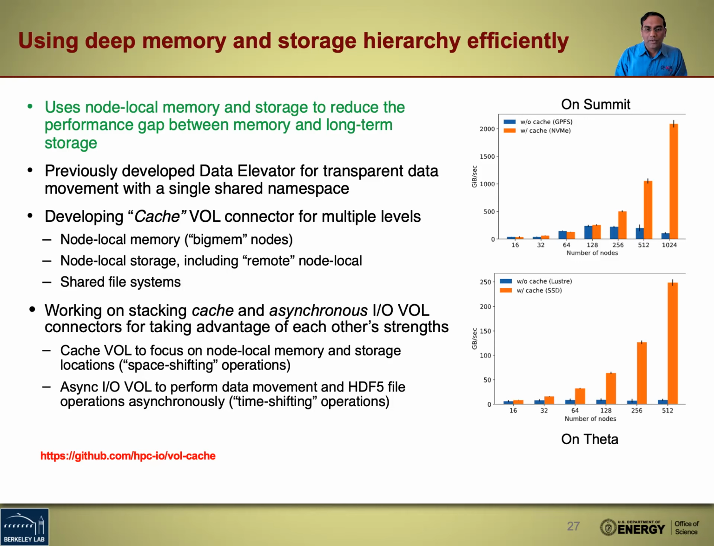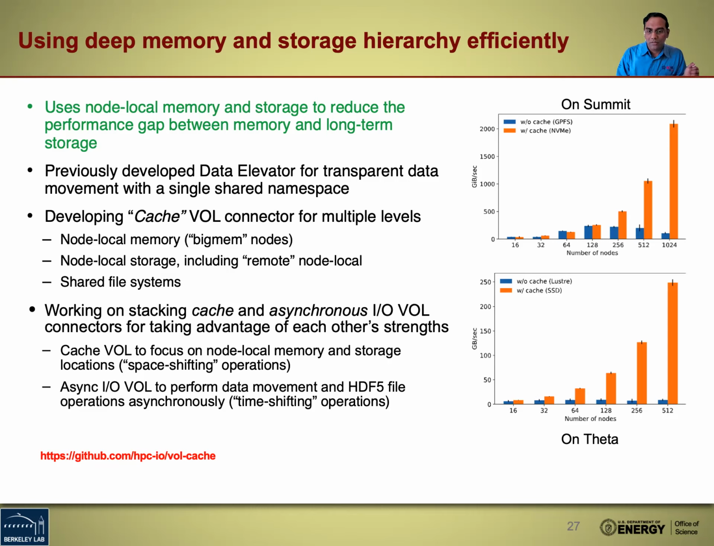on two HPC systems, one on Summit at Oak Ridge National Laboratory. So when we use more than 128 nodes, the collective node local storage bandwidth is much higher than writing to the GPFS file system. So there we see significant performance benefit. We can read at 1,000 nodes, we can reach almost 2 terabytes per second performance.